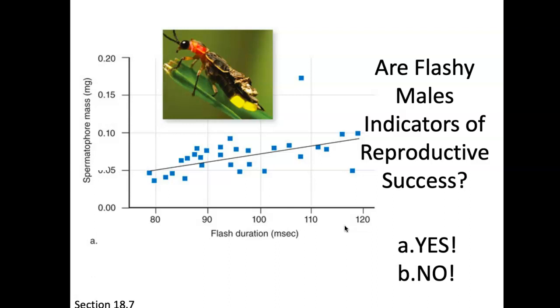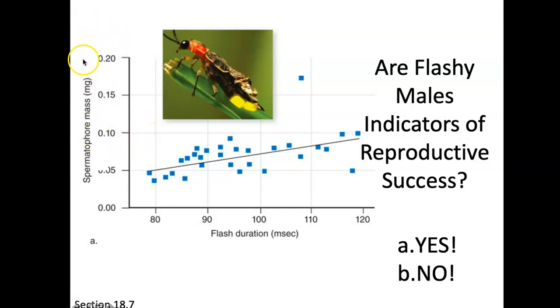So the flashiest of males, does that male truly have a bigger gift, right? A bigger spermatophore, which means more protein for the young. And they plotted it on this graph here, and they come up with a line like this, the best fit, meaning that it looks like the longer the flash duration, the better the spermatophore. So it is an indicator of reproductive success.